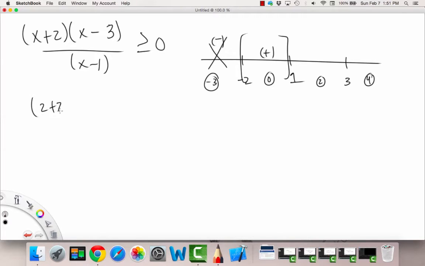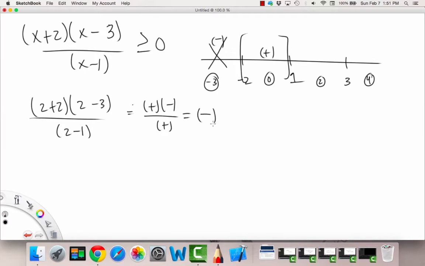So we have 2 plus 2 times 2 minus 3 over 2 minus 1. This is going to be a positive times a negative over a positive, so that'll be negative overall. So this is negative, so that's not going to be in it. How about we test 4? Then we have 4 plus 2 times 4 minus 3 over 4 minus 1. So this is definitely going to be a positive.